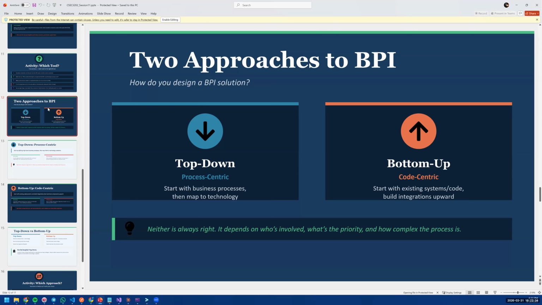Okay. So that's the top-down process-centric approach. It starts with the business processes and then it maps out the technology secondarily.